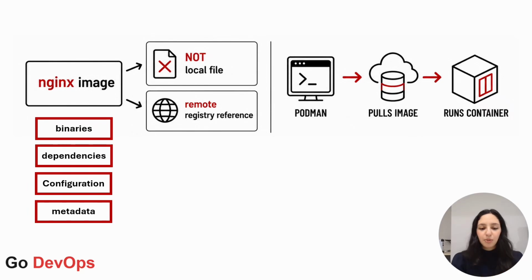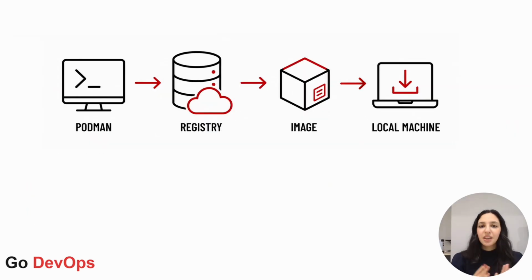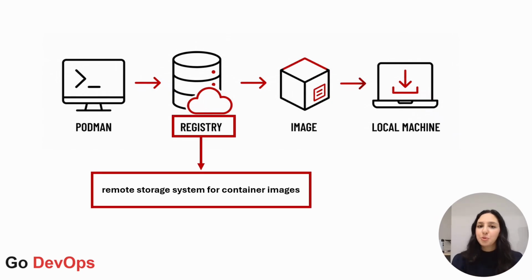Now, the important question is, where does Podman actually get these images from? So images are not local by default. Podman pulls them from container registries, and a registry is basically a remote storage system for container images. So you can think of it as a central place where images are stored, versioned, and shared across the system.